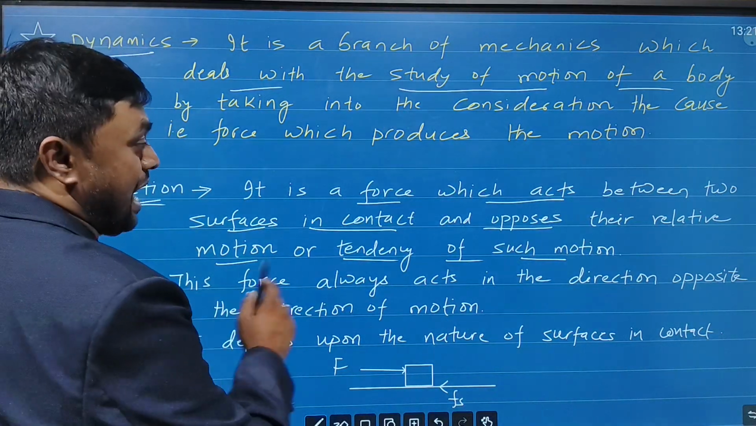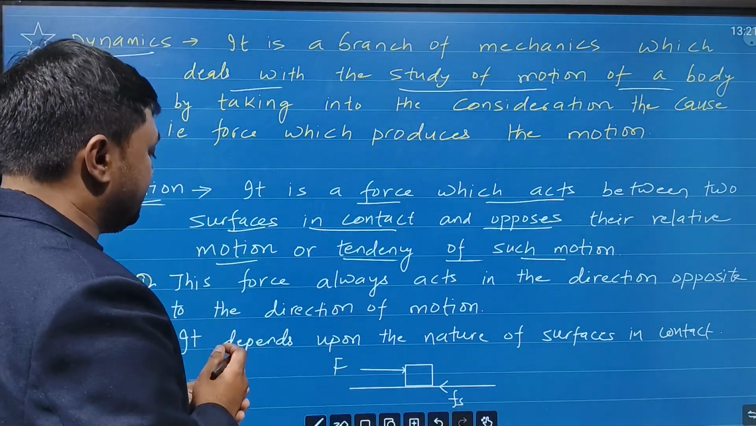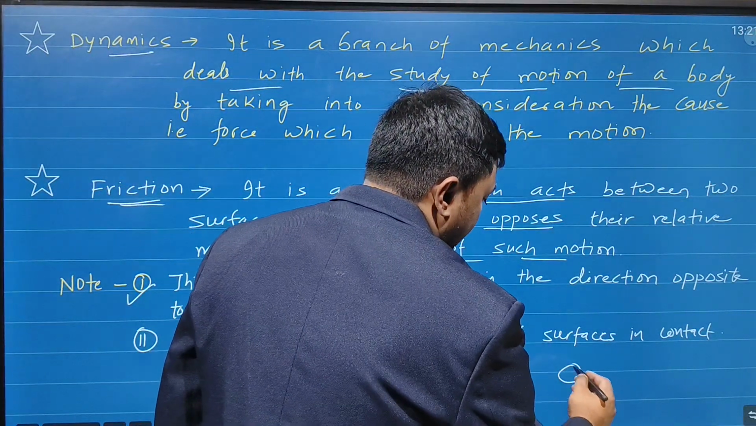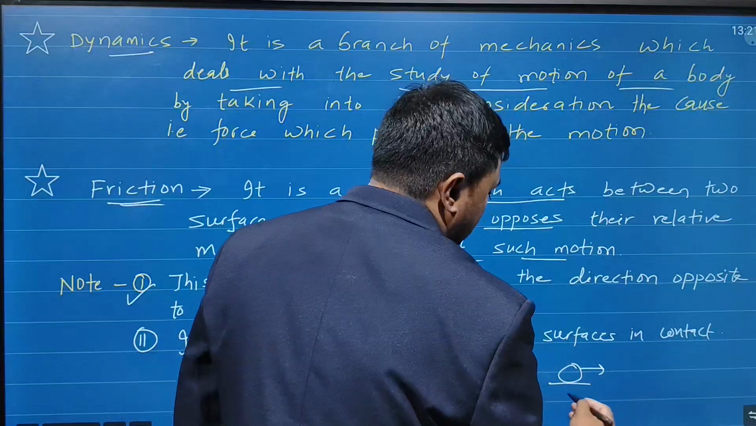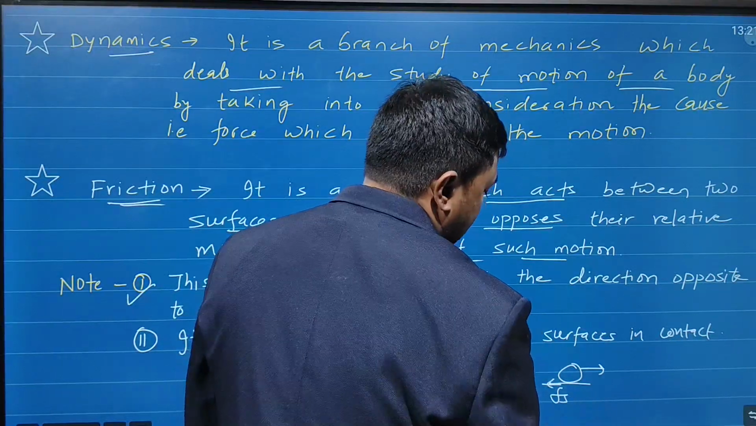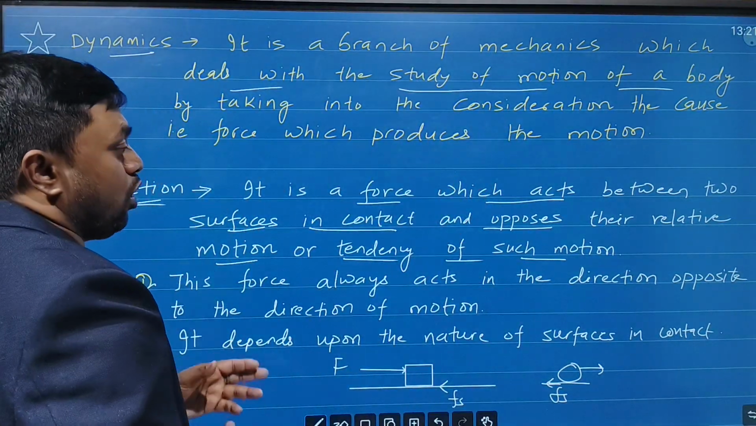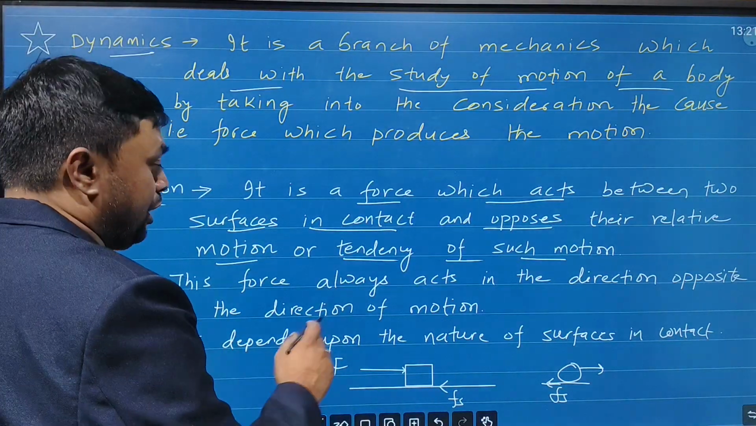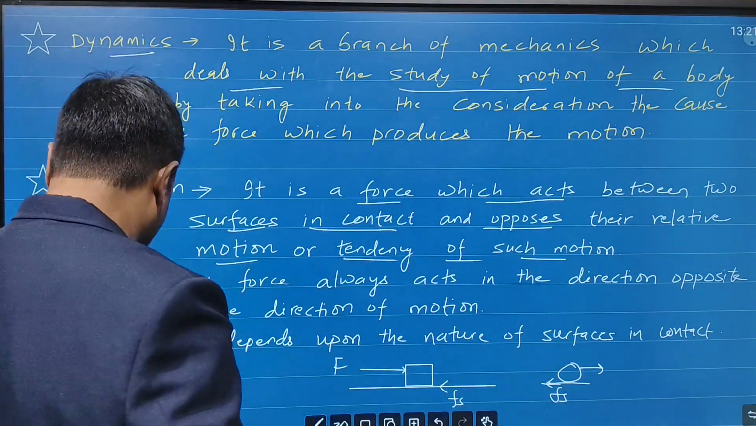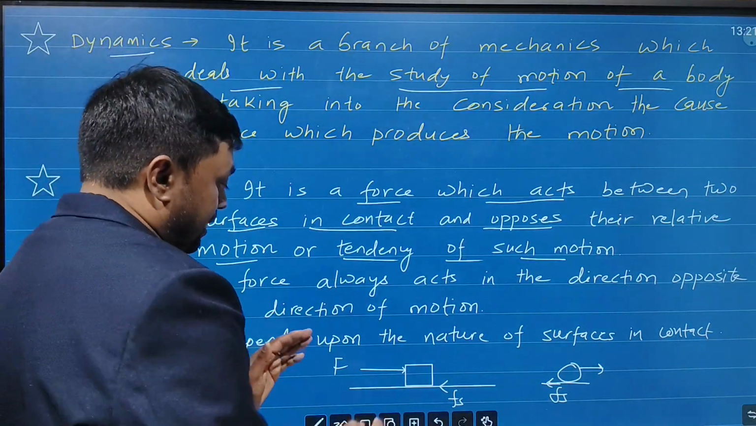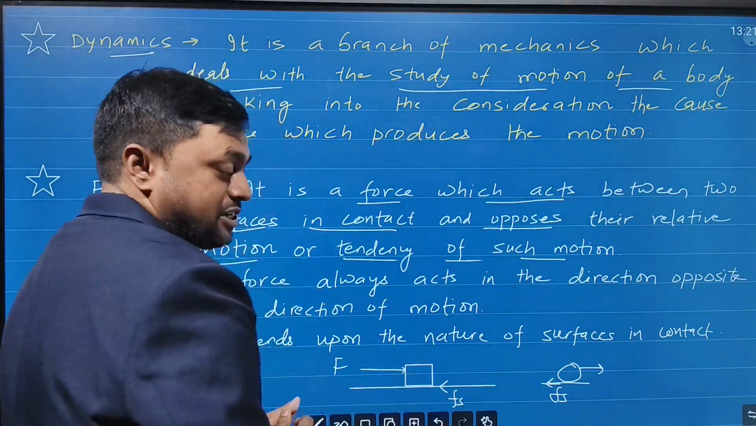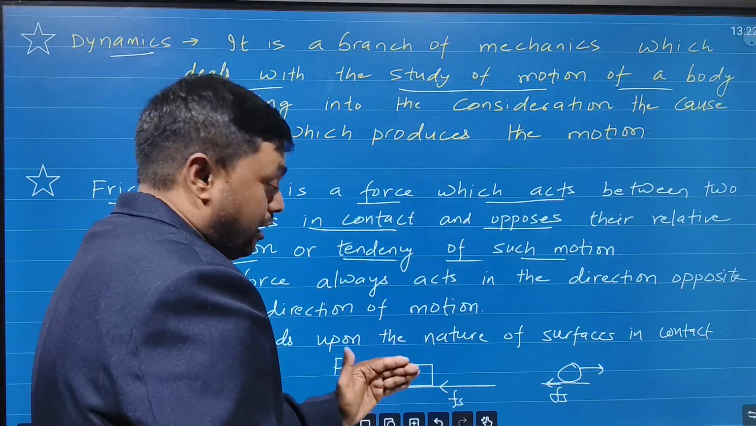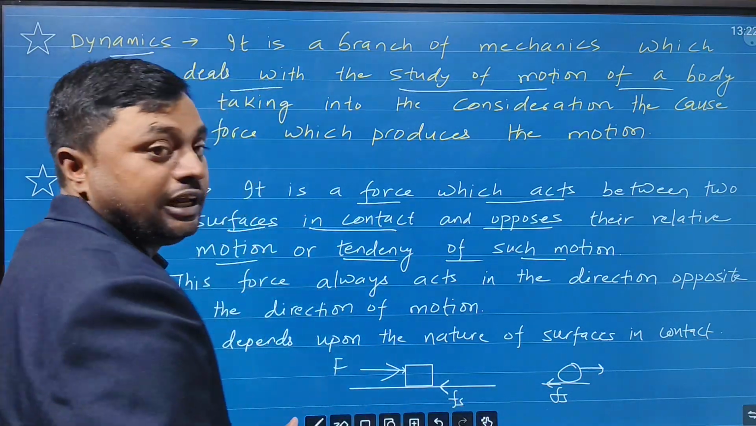So this force always acts in the direction opposite to the direction of motion. Suppose a body is moving in this direction, so friction, the frictional force, will be acting in the opposite direction. It also depends upon the nature of the surface. Am I clear? Here, if an object is kept stationary and you apply a force in this direction, the frictional force will be in the opposite direction.